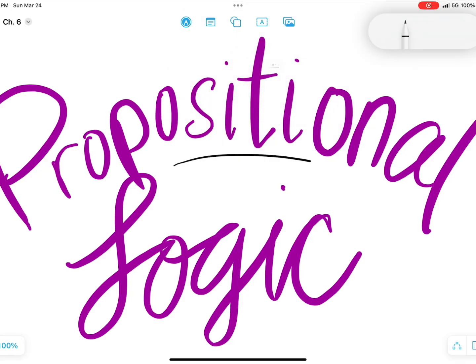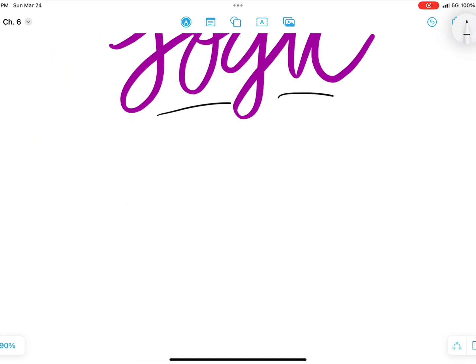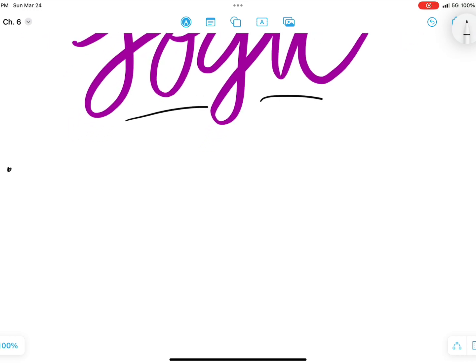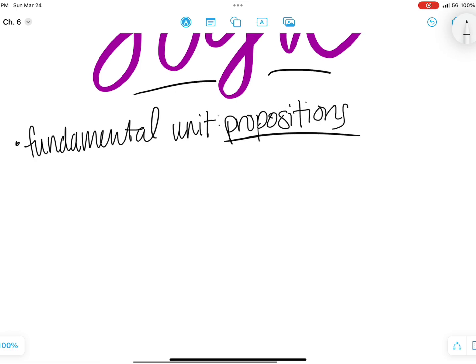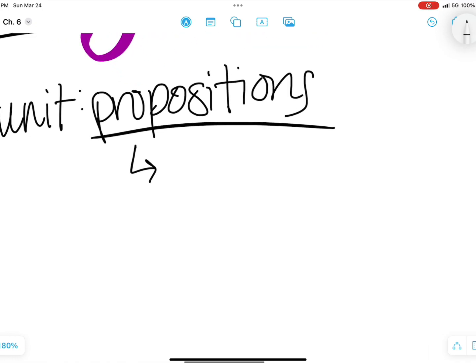Our next unit in this class is a unit on propositional logic. The fundamental unit for propositional logic is, you guessed it, the proposition. Propositions are basically like a fancy word for sentences or statements. It's anything that has a truth value.